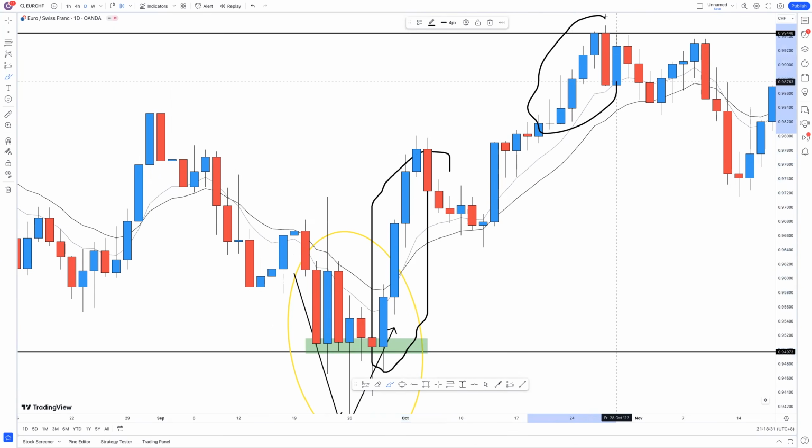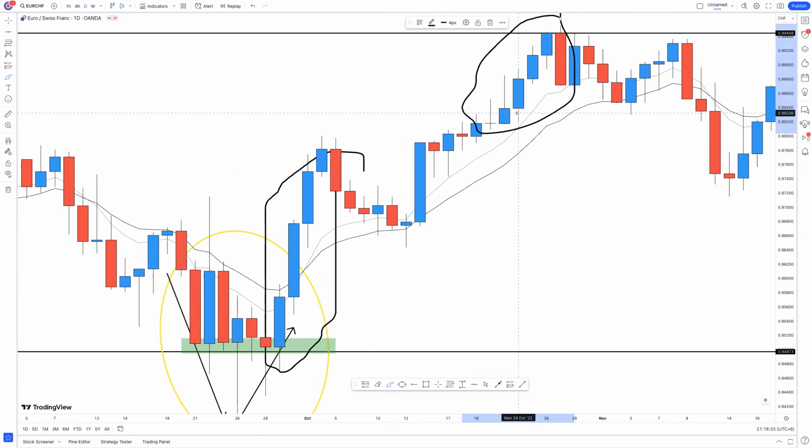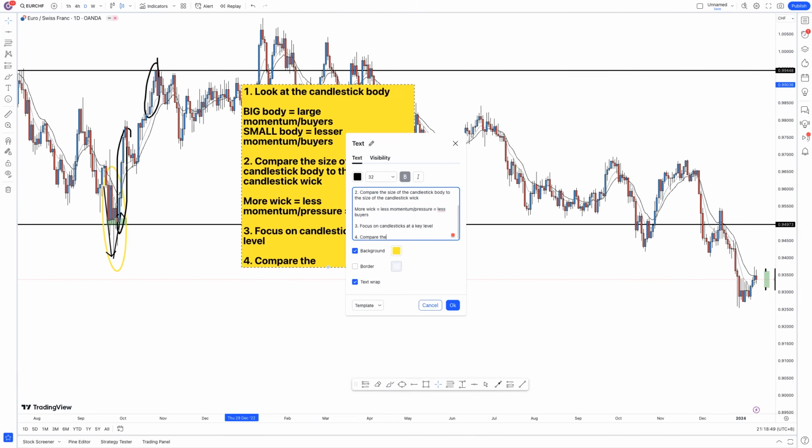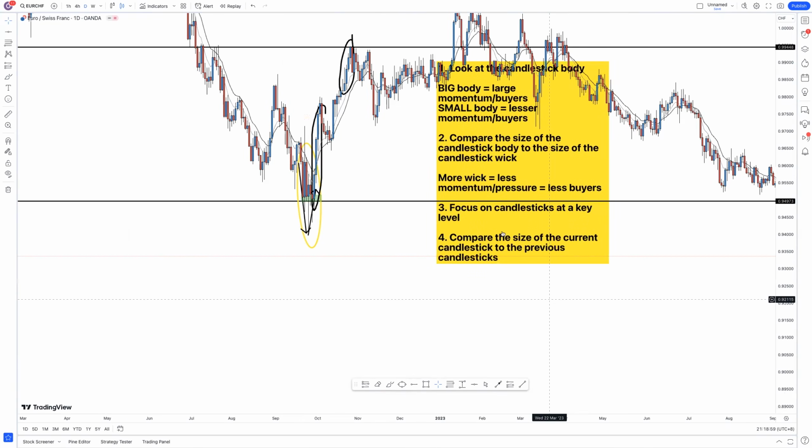And then look at what happens to price over here. The candlesticks start to get smaller. Just compare these candlesticks to these candlesticks right here. So another tip is to compare the size of the current candlestick to the previous candlestick, and it will tell you everything.